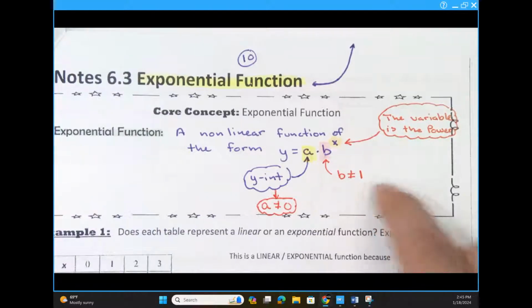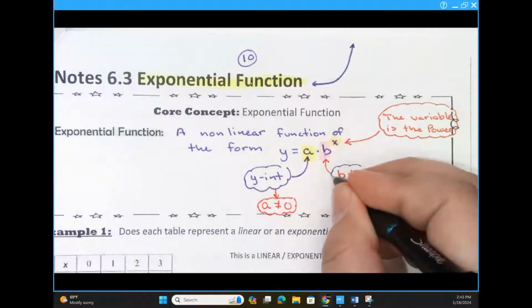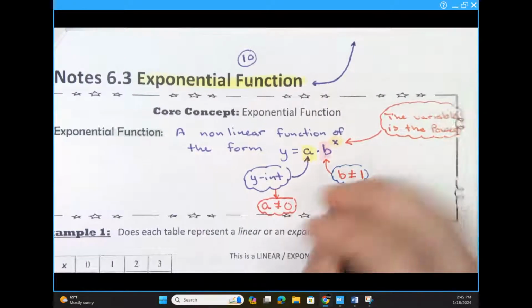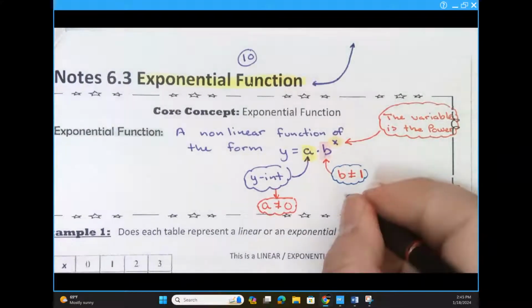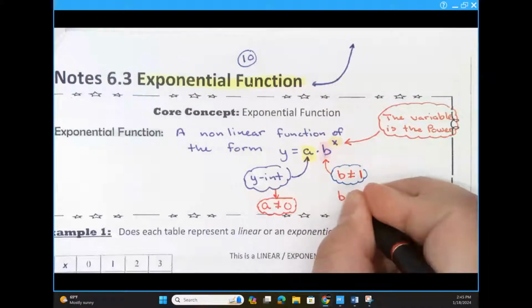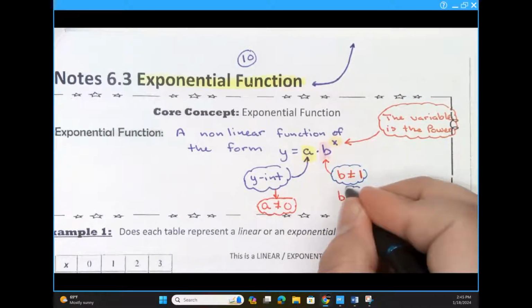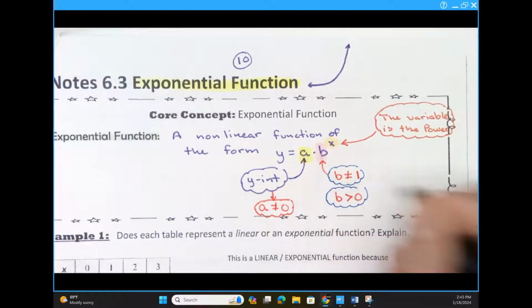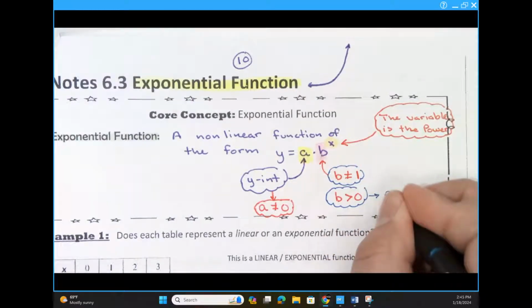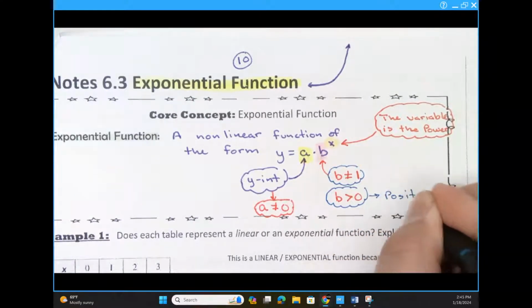It also has one more restriction. So first of all, the b will never be a 1, and there's actually another rule. The b has to be greater than 0. So that base has to be, well, if something's greater than 0, it just means one thing. It's got to be positive. It has to be a positive number.